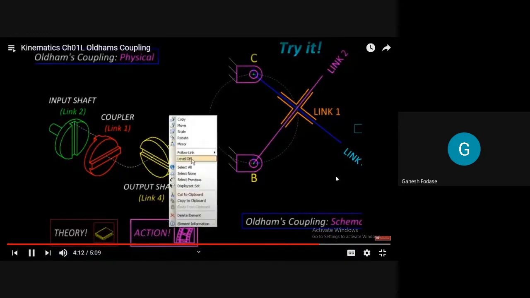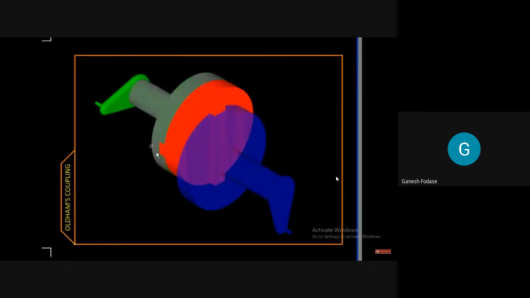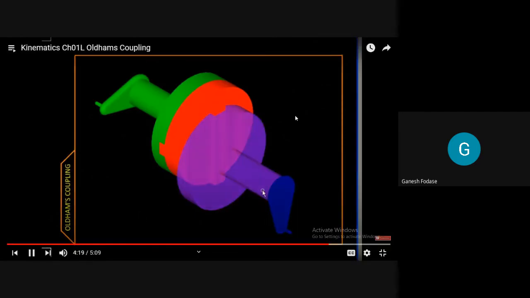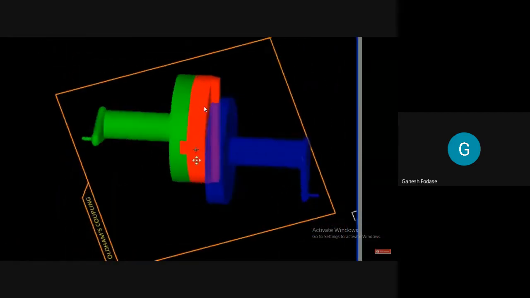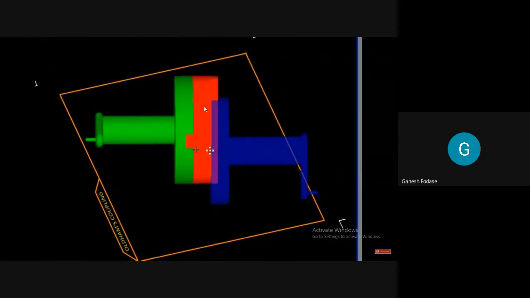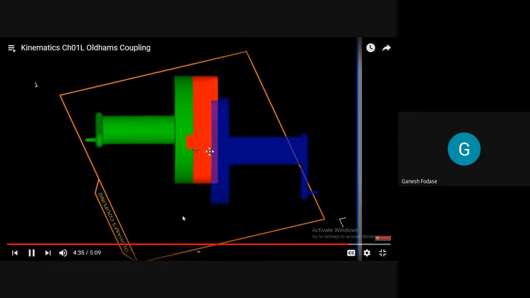Now we'll see its animation. It's working in 3D view. So this is your Oldham coupling. Let's say one input shaft, another shaft. This one is the intermediate link. Now see it's working. Now you observe here how these two shafts are. This is one shaft, this is another shaft. So the green one and the blue one are two shafts connected by flanges. And this orange one is the link used to connect.